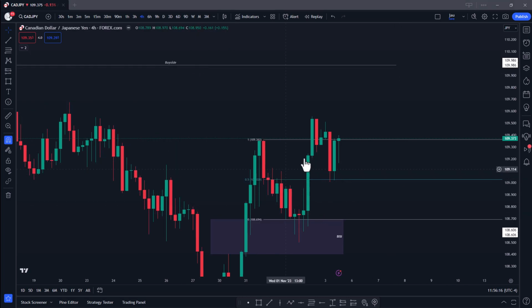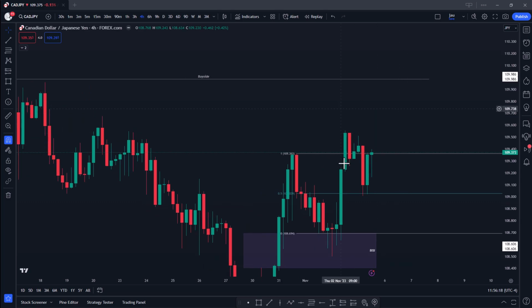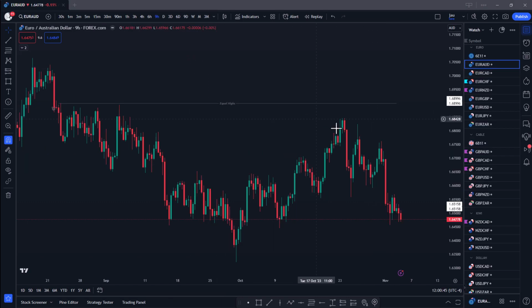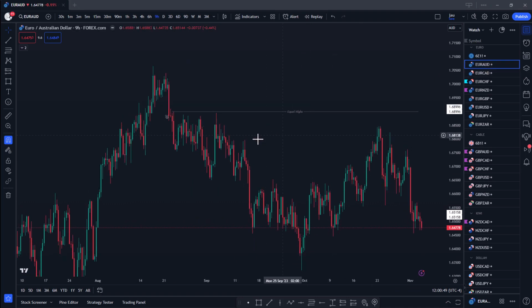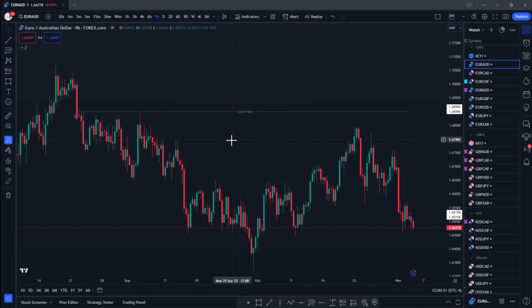And that is what I'm looking for on CADJPY. Of course, this might be one of those trades where you just enter on market open, put your stop loss where it needs to be, and look for the opposite direction to be targeted. So next up we have EURAUD. I'm going to start off on a 9 hour chart here.